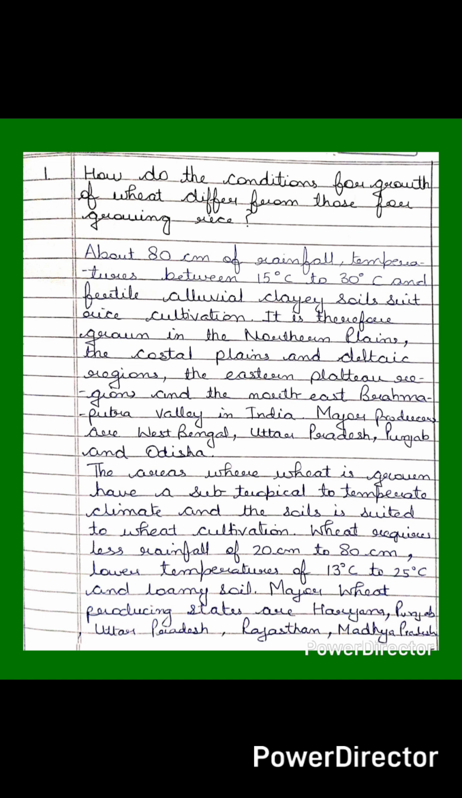Major producers are West Bengal, Uttar Pradesh, Punjab and Odisha. The areas where wheat is grown have a subtropical to temperate climate and the soil is suited to wheat cultivation. Wheat requires less rainfall of 20 centimeter to 80 centimeter, lower temperatures of 13 degrees Celsius to 25 degrees Celsius, and loamy soil. Major wheat producing states are Haryana, Punjab, Uttar Pradesh, Rajasthan, Madhya Pradesh.